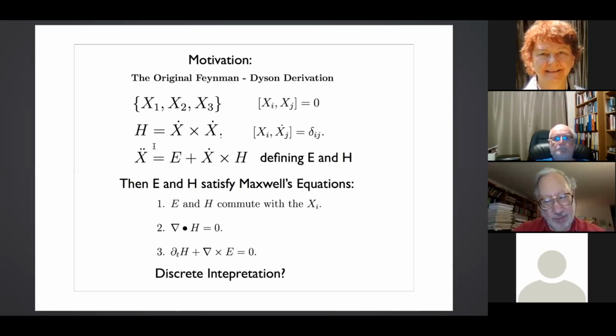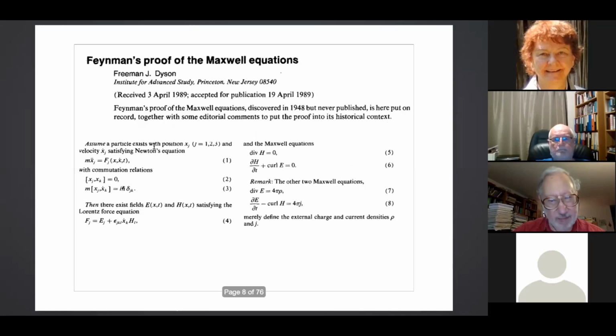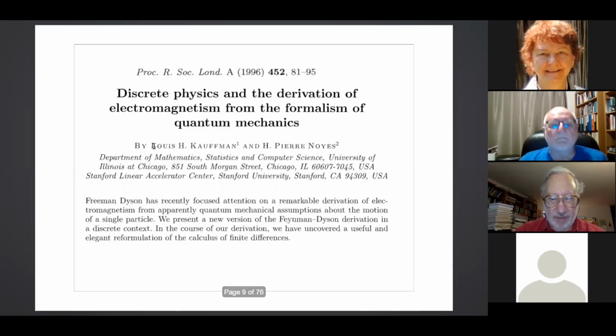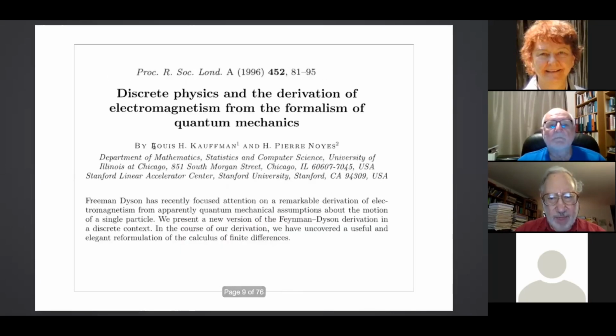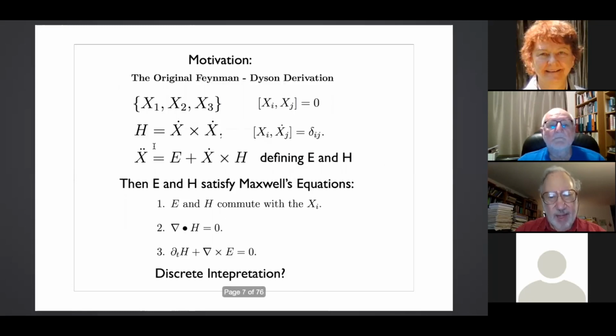Could we do it in terms of bit strings? What can we do with this? This is what the Feynman-Dyson paper looks like. And this is the reference to the paper that we eventually wrote about this. And we did interpret it discretely. And the way we interpreted it discretely was by understanding that derivatives defined in terms of commutators can be regarded as discrete calculus, as I just was telling you about, as though it were only a calculus lesson.